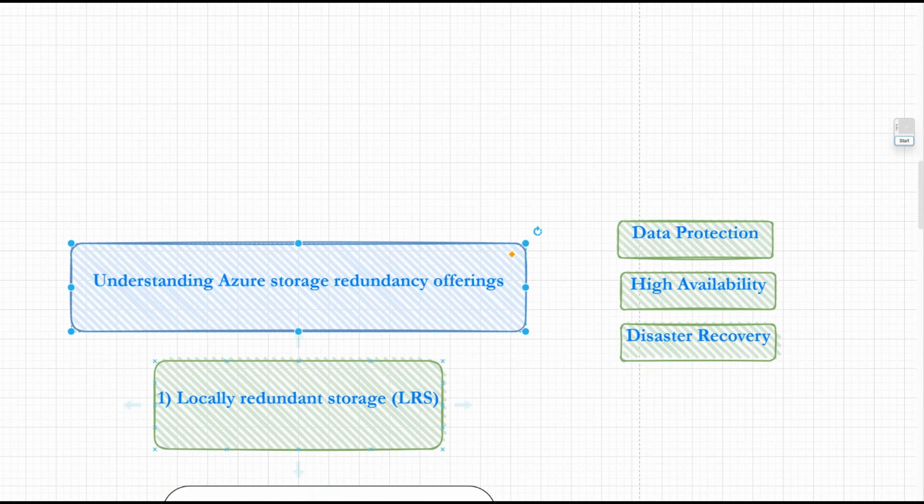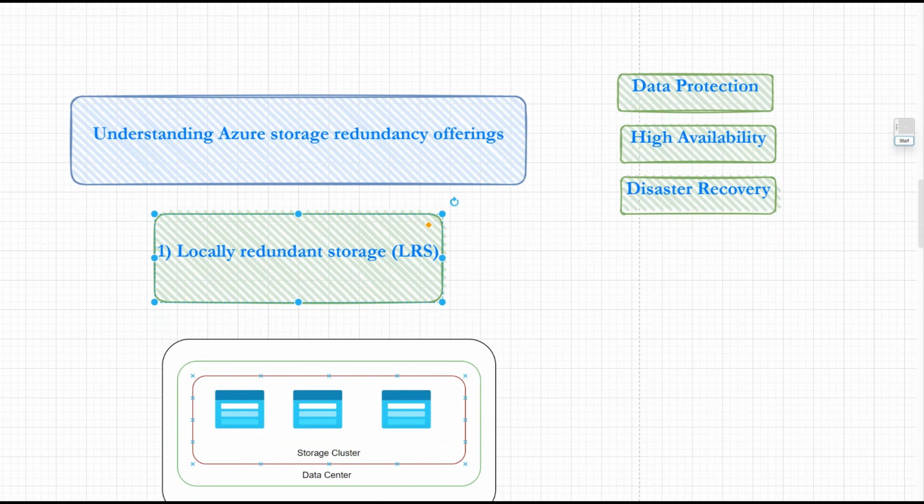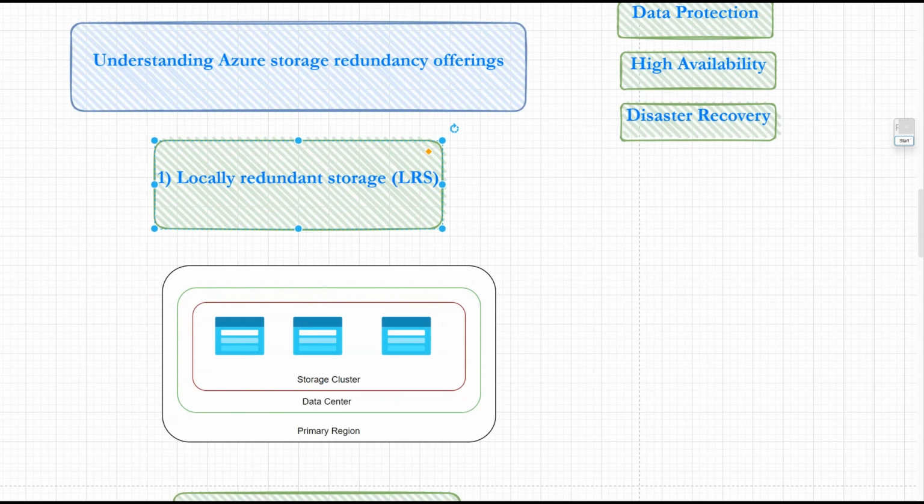So the first option is locally redundant storage. What happens in LRS? LRS replicates your data 3 times within a single data center. We have this primary region. In our case, we have selected East US, so that is our primary region. In that primary region, we have a data center, and in that data center, we have 3 copies of our data stored within the same data center. That is how LRS functions.